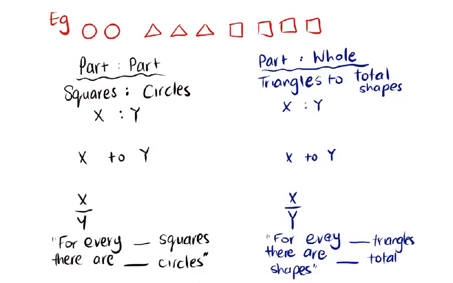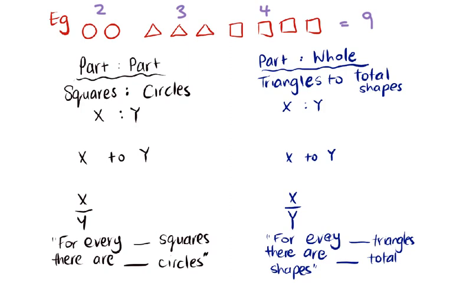So let's look at this first example. In this example, we can see that there are 2 circles, there are 3 triangles, and there are 4 squares. And altogether, there are 9 shapes. And it's important to write these down first. It will make it a lot easier to answer the rest of the questions.